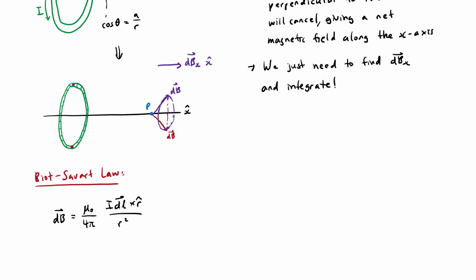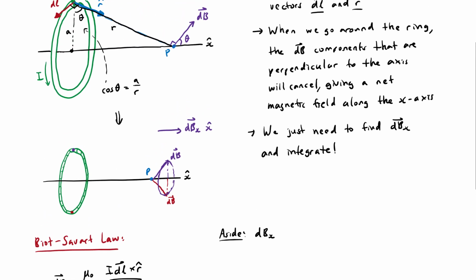So how can I rewrite some of these terms so that I can do a proper integration? Number one, what is dBx? So if this is dB, then technically dBx is equal to dB cos theta. So let's write this down, dB cos theta.